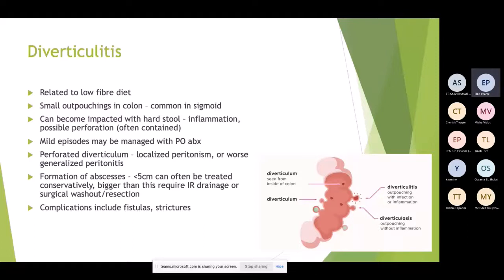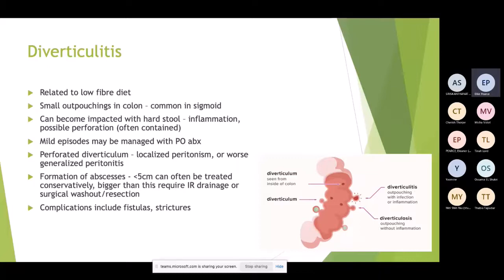Diverticulitis can also lead to abscess formation. That's usually where a diverticulum has perforated and sealed itself off, and then that collection of infection becomes an abscess. Under 5 centimeters, this can often be treated conservatively with antibiotics, but if they're larger than this, they often require IR-guided drainage or even resections.